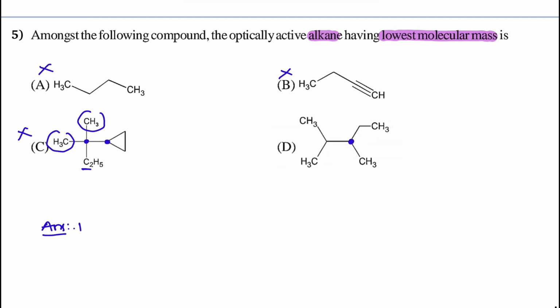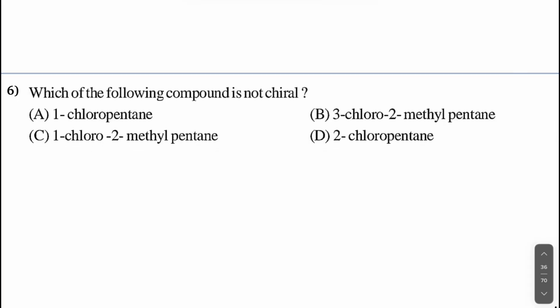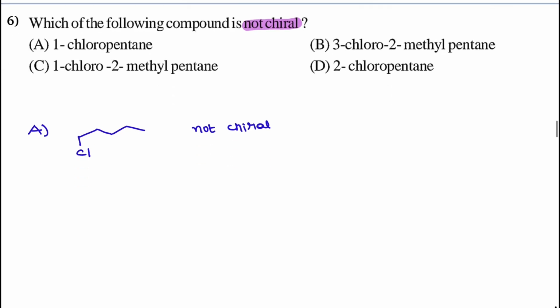Next one, which of the following compounds is not chiral? Chiral means optically active, so which of the following is not optically active? A molecule with one chiral center is always optically active. We have to verify the options. 1-chloropentane: there is no chiral center. Which of the following is not chiral? So definitely there is no chiral center, therefore this is not chiral. Already we got the answer, but let us verify the remaining options.